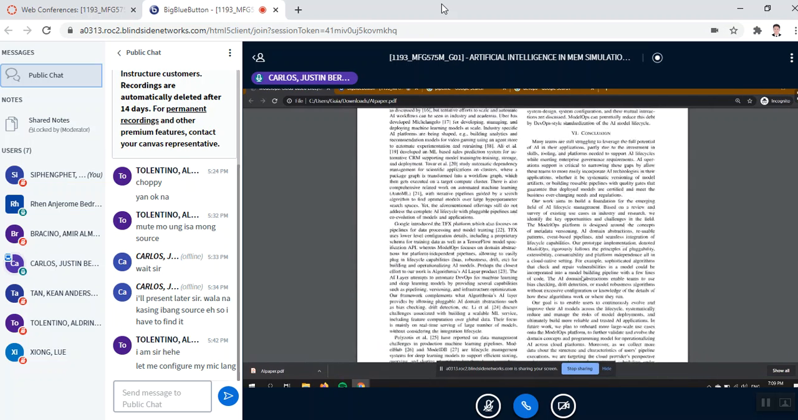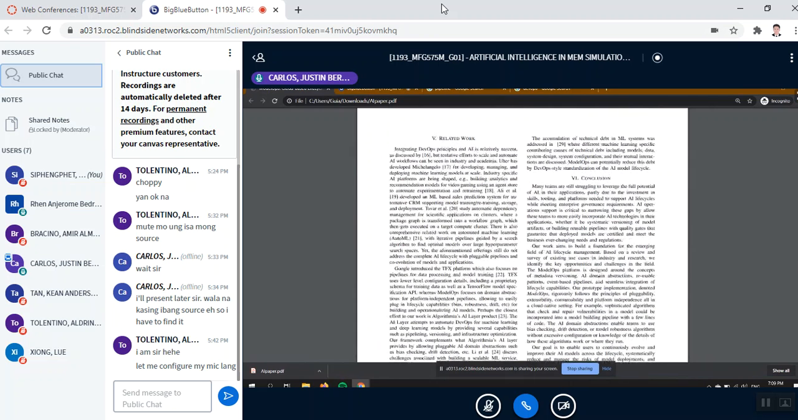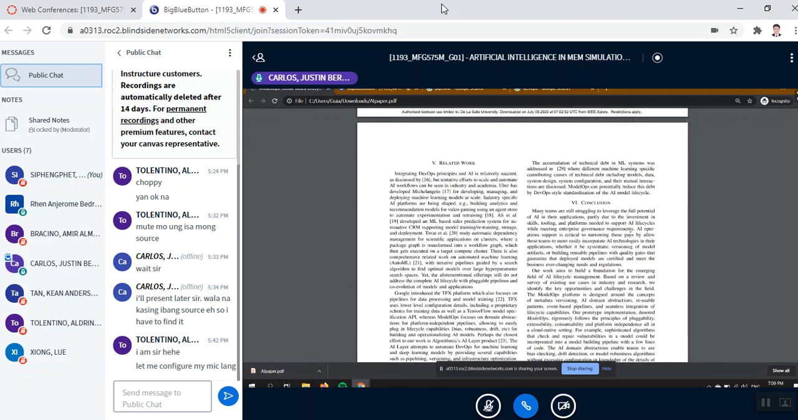And as for the conclusion, they stated that many teams are still struggling to leverage the full potential of AI in their applications. This is partly due to the investment in skills, tooling, and platforms needed to support AI life cycles while meeting enterprise governance requirements. So there are still limited resources given in order to fully develop a model that is really efficient and produces precise data.